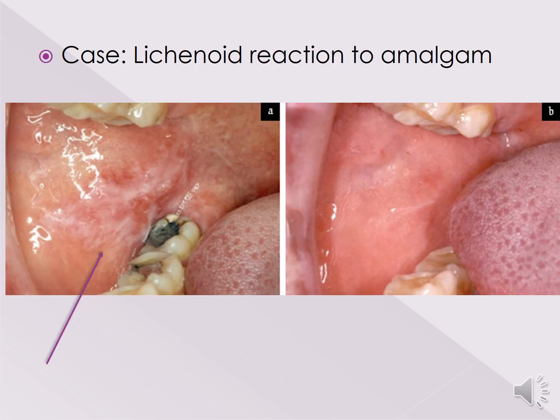This is the case of a lichenoid reaction to amalgam, where you see that the amalgam in these restorations is causing an erythematous area along with a few white striae in the periphery, and after the restoration has been replaced with composite, the lesion subsides. So that's the best example to show you that lichenoid contact reactions can happen with amalgam.